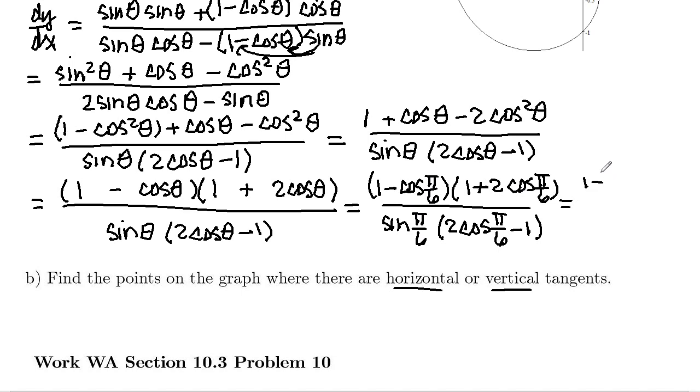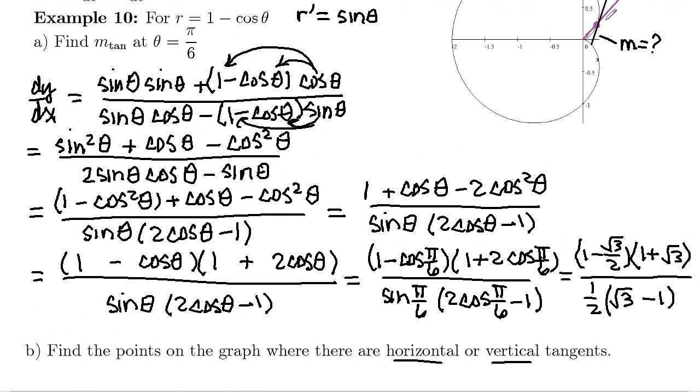So then cosine of pi over 6 is root 3 over 2, and sine pi over 6 is 1/2. So this would be 1 minus root 3 over 2 times 1 plus 2 times root 3 over 2. That'll be root 3. And then sine pi over 6, 1/2. And then cosine pi over 6, root 3 over 2 times 2 is root 3, minus 1. So there's our slope at pi over 6. So that value is the slope of this line.